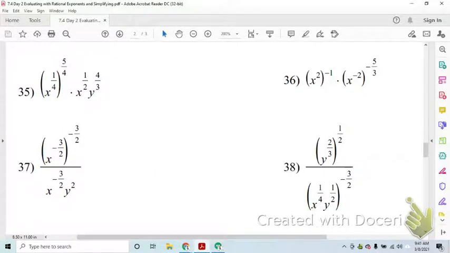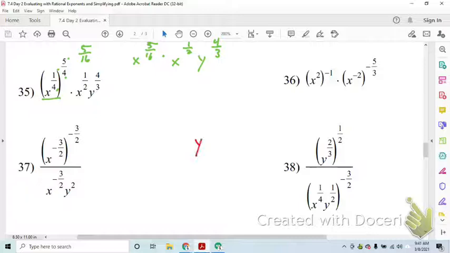All right, ladies and gentlemen, combining a lot of powers here. First, this is a power of a power. So 1 times 5 is 5. 4 times 4 is 16. So it starts off, this turns into x to the 5/16 power. It's still going to be multiplied by x to the 1/2 and y to the 4/3, which is okay. We're just going to work with it now.